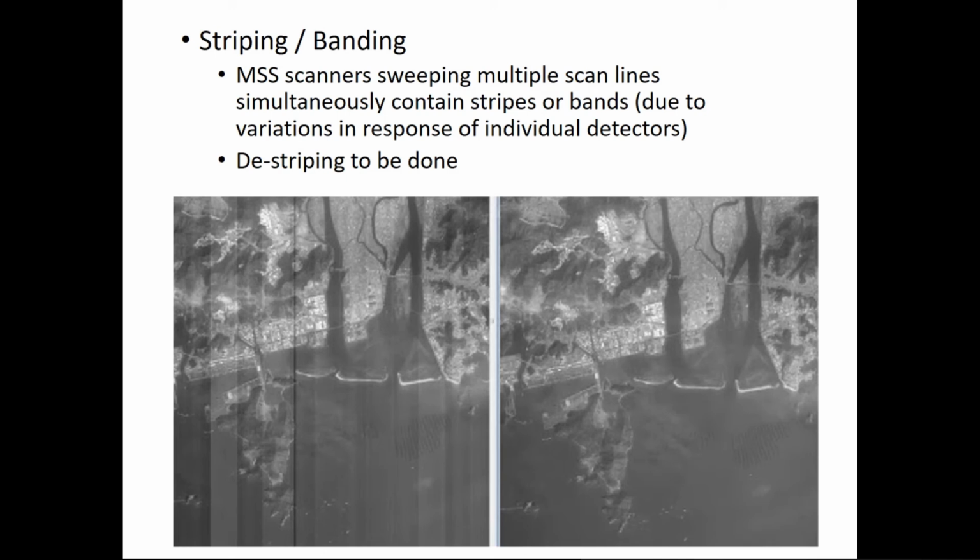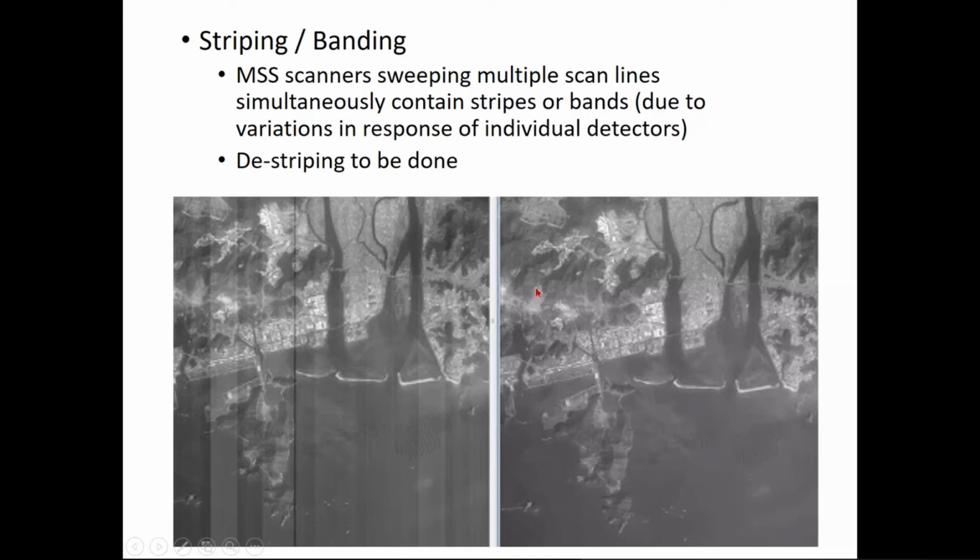One is striping or banding. I hope you can observe some difference between the left and right image. On the left image, you can see there is some striping or banding, isn't it? But on the right image, it is corrected. That is done by a process called de-striping.